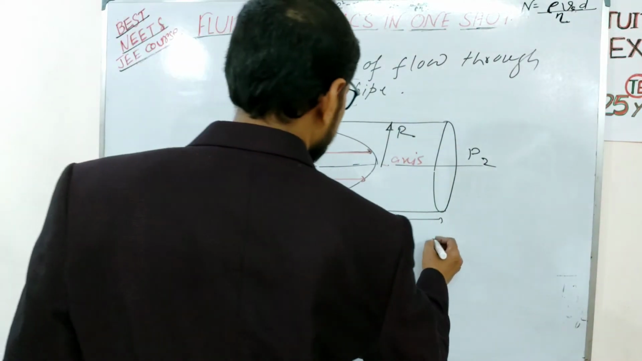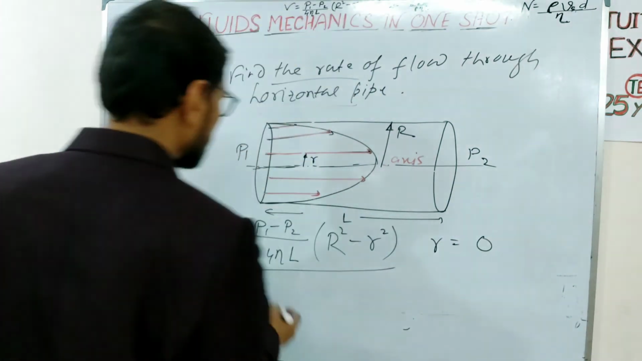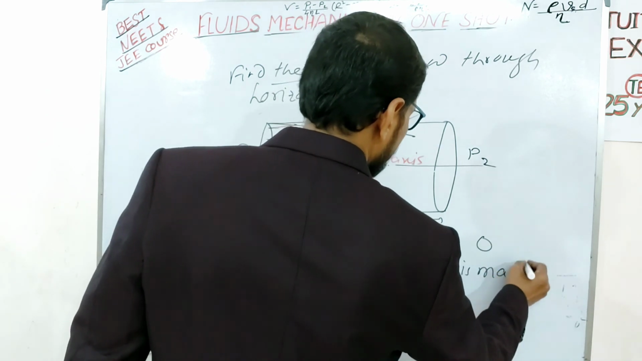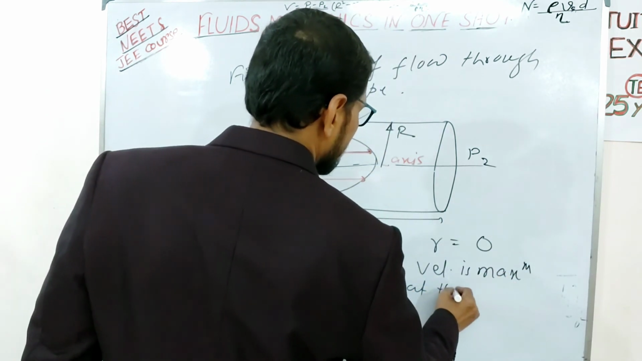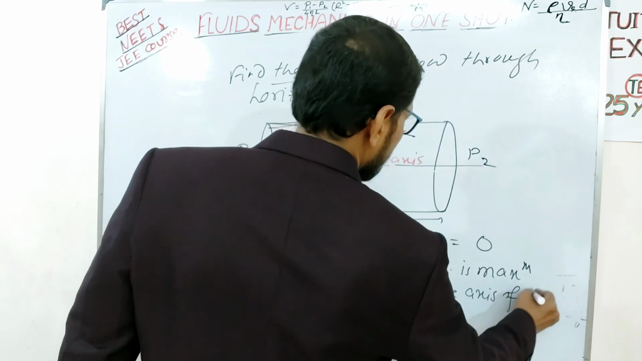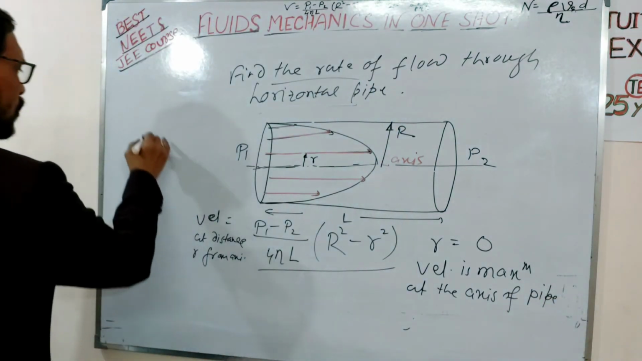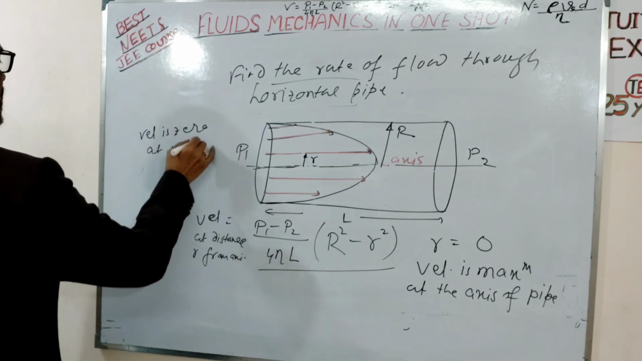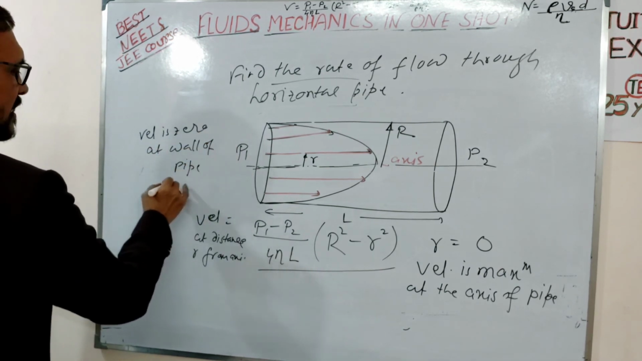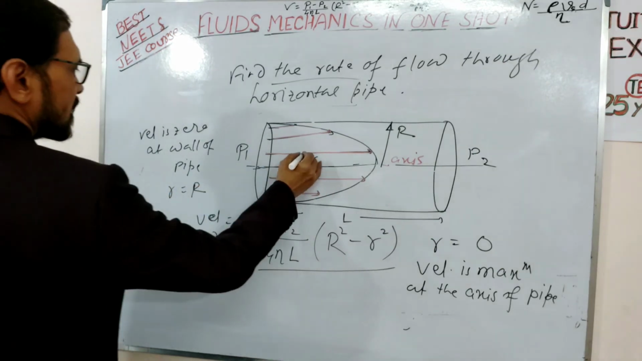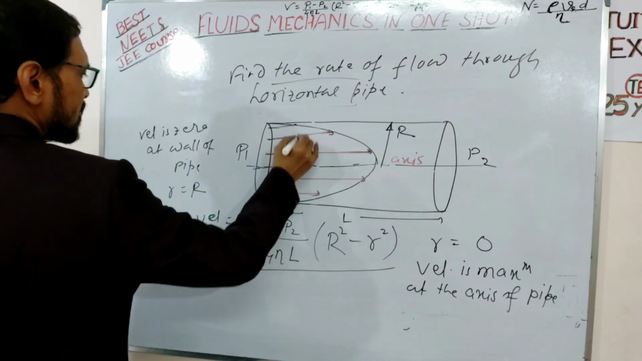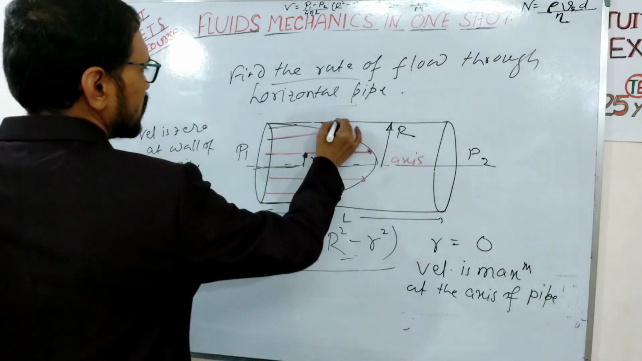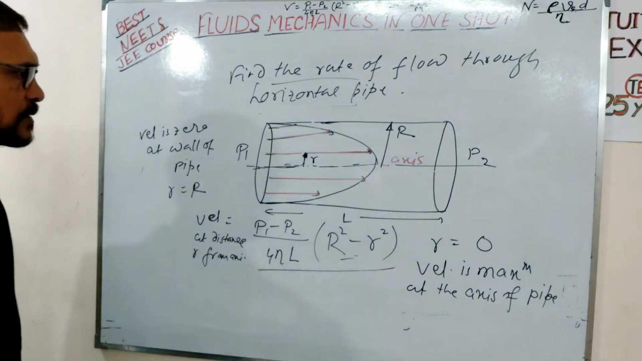Now from this formula we know that if r equals 0, then velocity is maximum. So velocity is maximum at the axis of the pipe, and velocity is 0 at the wall of the pipe. That is, when r equals capital R, we measure r from the axis, then velocity is 0. So at the wall velocity is 0, and at the axis the velocity of the liquid is maximum.